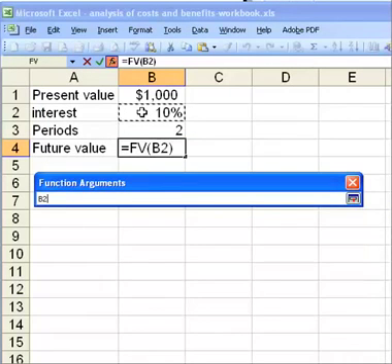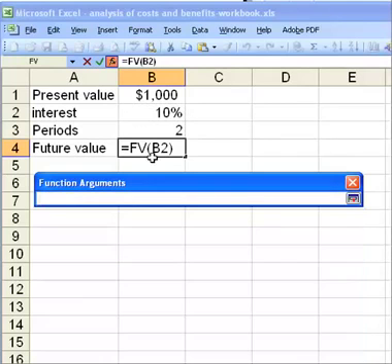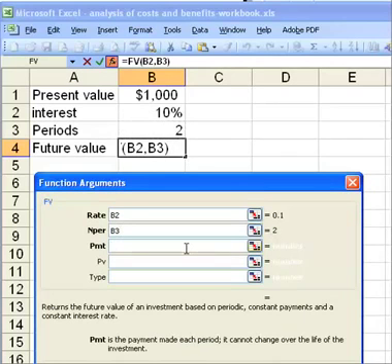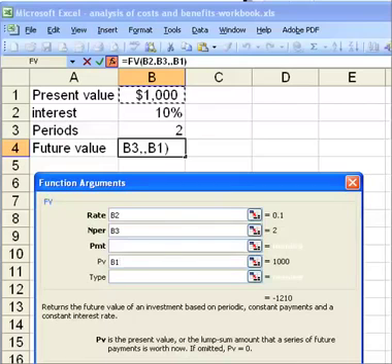Now Excel wants to know which cell has the rate. That is, of course, the interest. It wants to know the number of periods. We're looking at 2. And it wants to know the payment. Now we don't need to worry about the payment. We're actually solving for future value using present value. So the present value that we'll enter is $1,000.